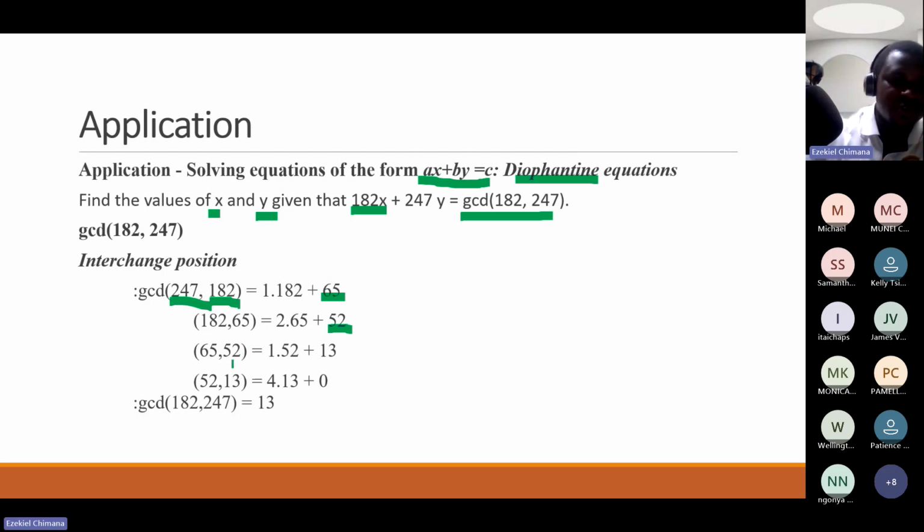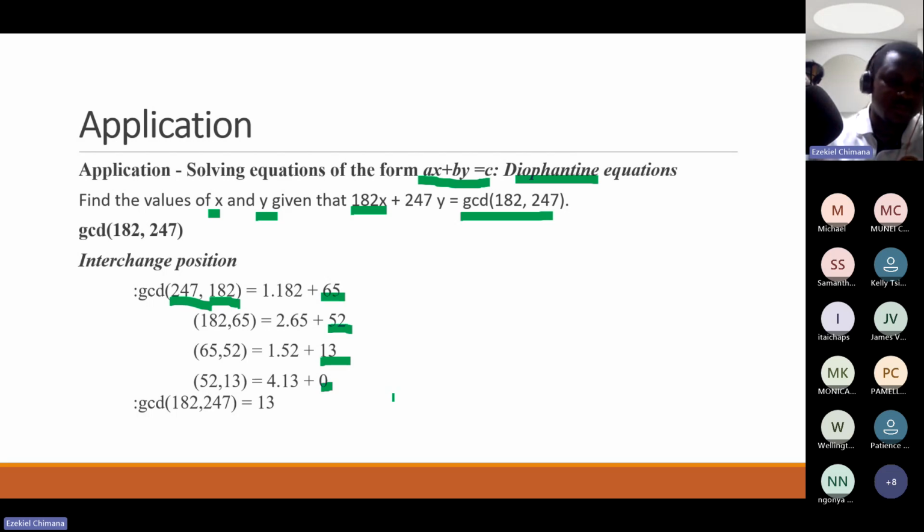After that, you divide 52 into 65, which is only 1, and it leaves a remainder of 13. Because, again, the remainder is not equal to 0, we do what we did here: replace this A by this B, so this will become our 52, and then replace this B by the remainder, so you get 13 here. After that, you divide 52 by 13, and you get 4, and it leaves a remainder of 0, right?